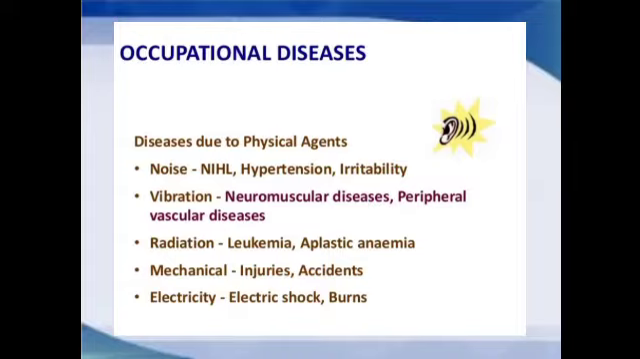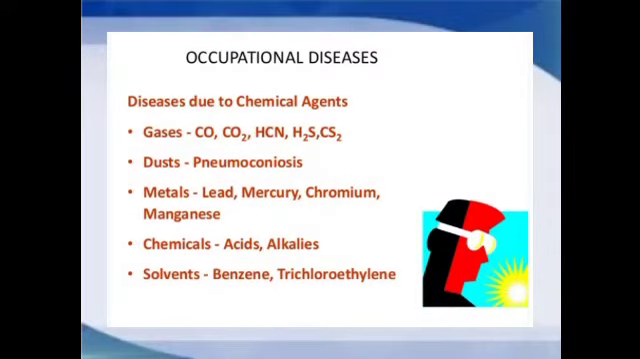Then, the radiation, like when we use a cellphone. It can cause leukemia and aplastic anemia. Then mechanical, it can cause injuries or accidents. Then the electricity, it can cause electric shock or burns. Next is the diseases due to chemical agents. So the gases, it can cause the CO2, HCN, the H2S, and the CS2.